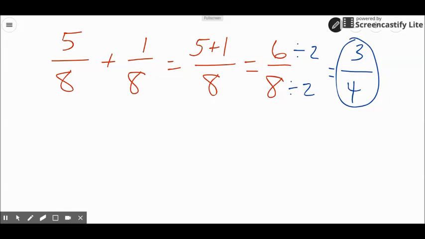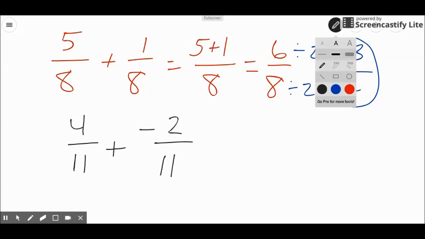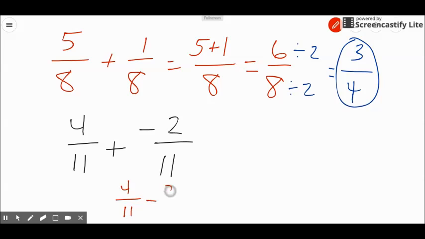Let's take a look at another example. Let's throw in some negatives now. When we add fractions with negatives, we're going to follow the same rules that we would with integers. So let's say I wanted to add 4/11 plus negative 2/11. The first thing I'm going to see is that I have one positive and one negative. These are different signs. So when I have a problem with different signs, I know that I should actually subtract. So in this case, the problem I need to solve is 4/11 minus 2/11.